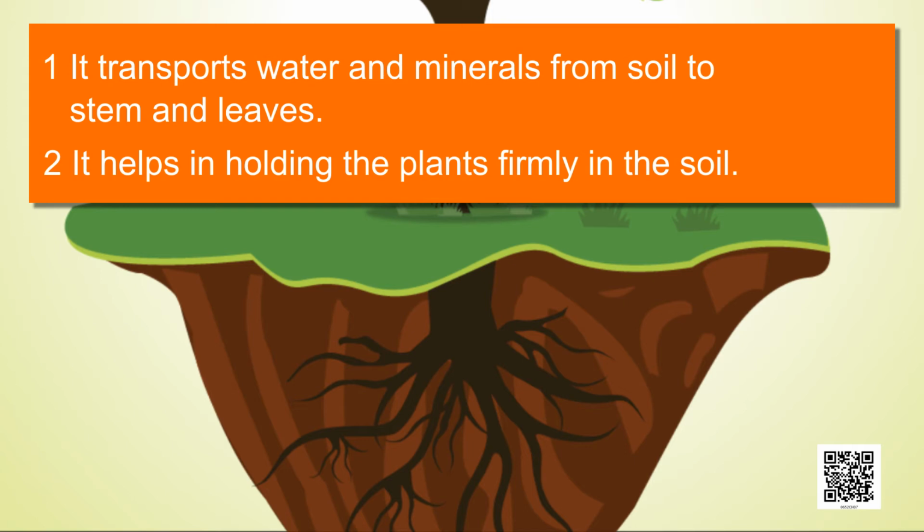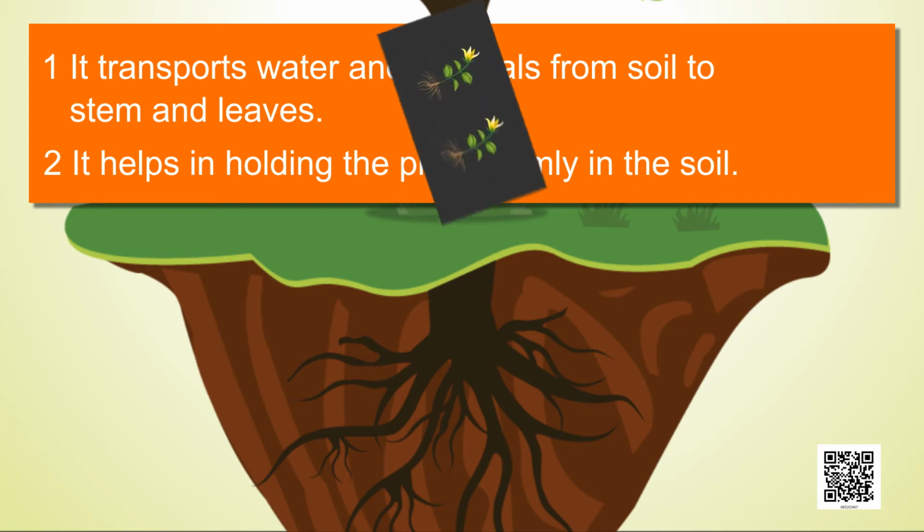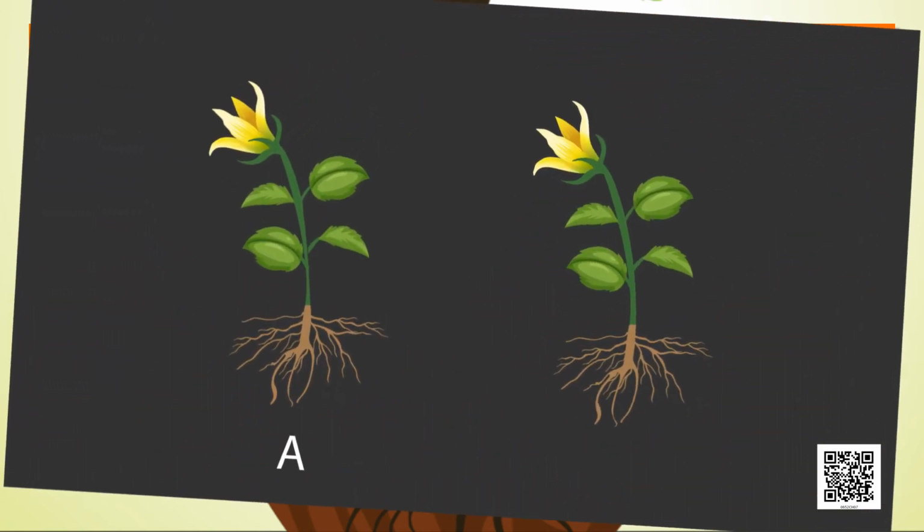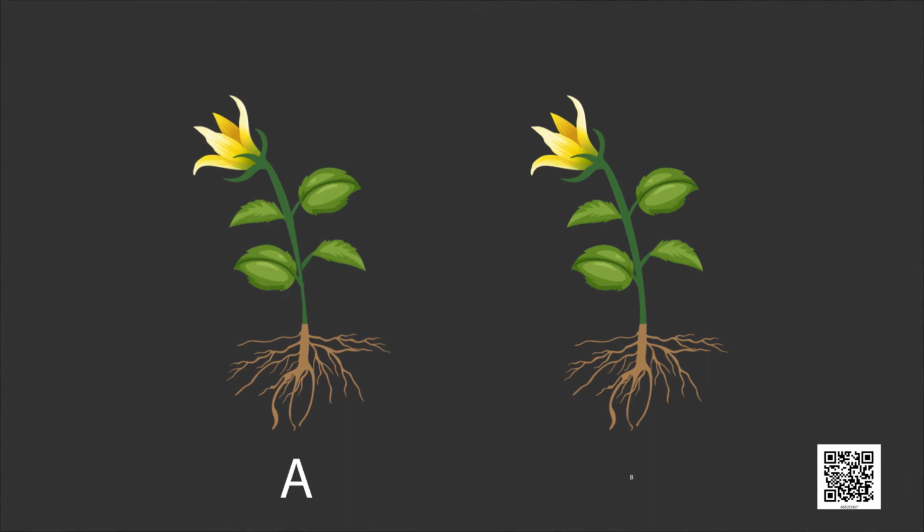To understand the importance of root in the life cycle of a plant, let us perform an activity. Select two weeds of the same kind from an open ground and dig them out. Take care that their roots do not break. Plant one of the weeds in the soil in pot A. Cut off the roots from the other weed and plant it in the soil in pot B.